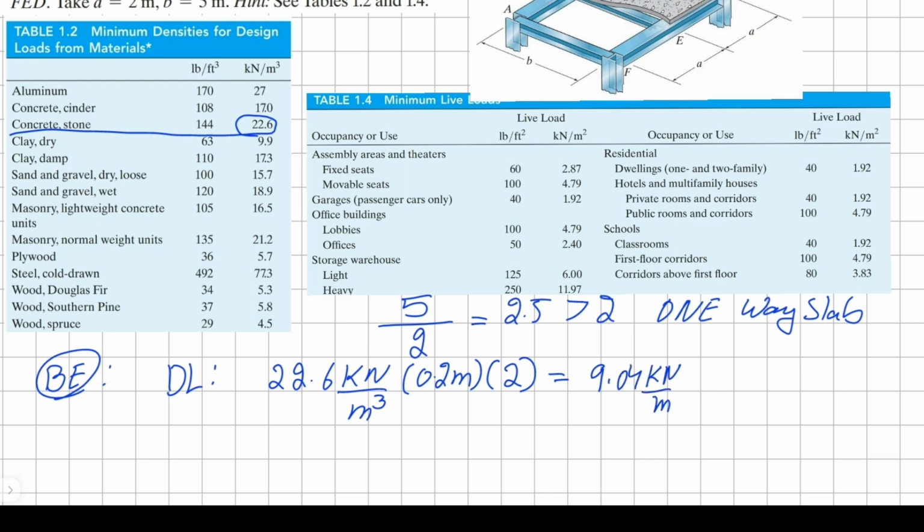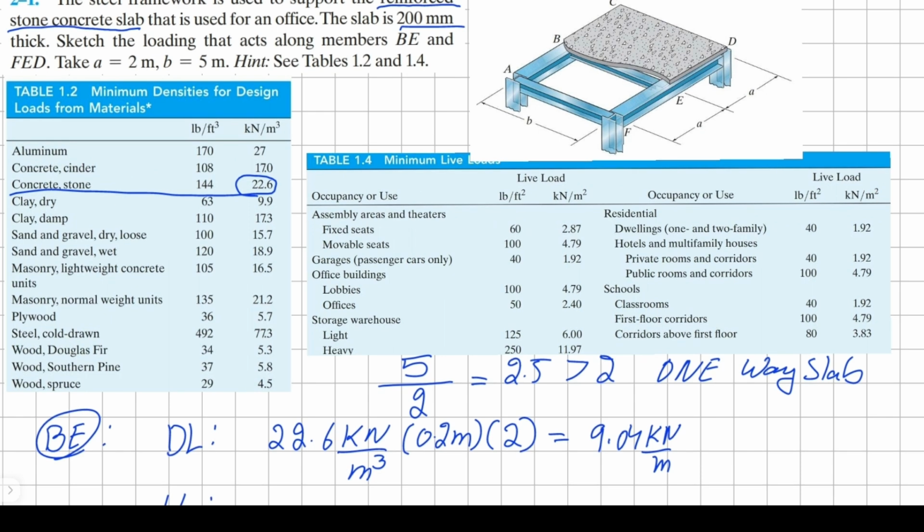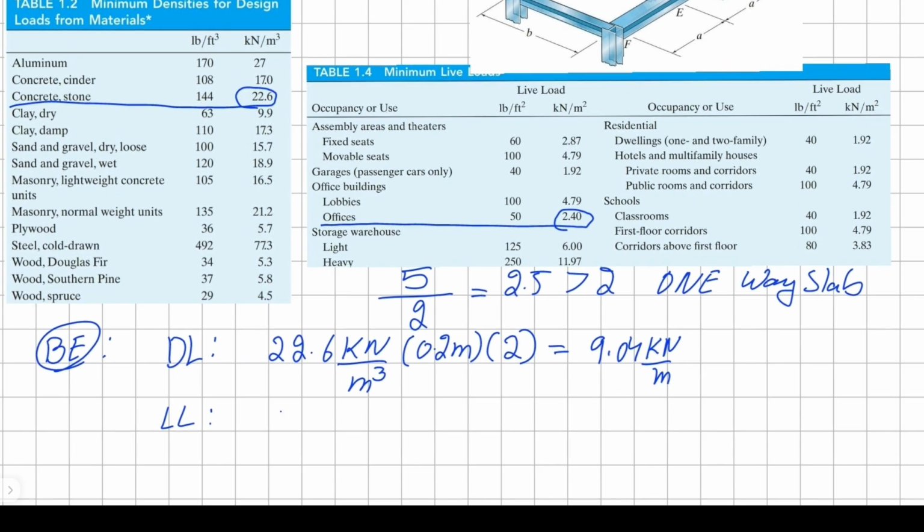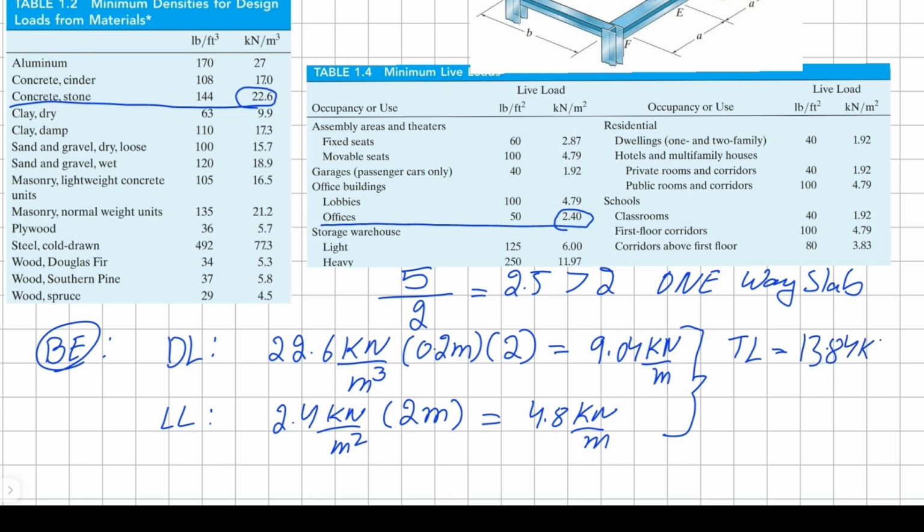9.04 kilonewton per meter. Now the live load is, it's an office building, so for offices, live load, or at least the minimum live load, is 2.4 kilonewton per meter square. The width of the slab that will be handled by our beam BE is 2 meters, and solving this we get 4.8 kilonewton per meter. Adding both these together to get the total load, it's 13.84 kilonewton per meter.